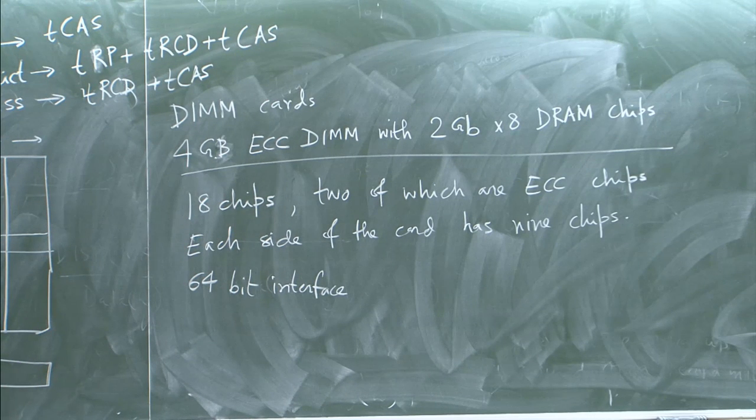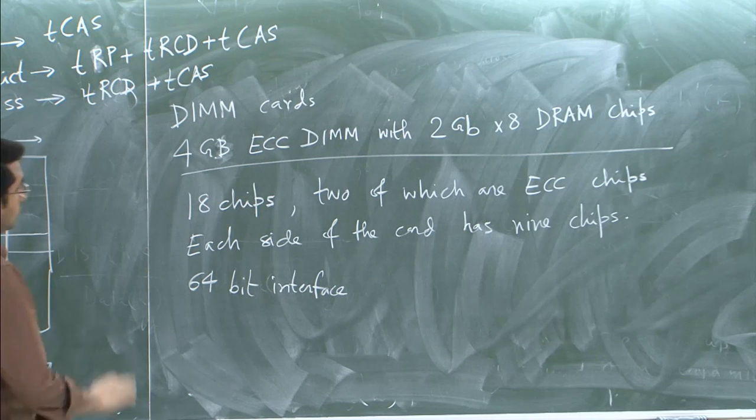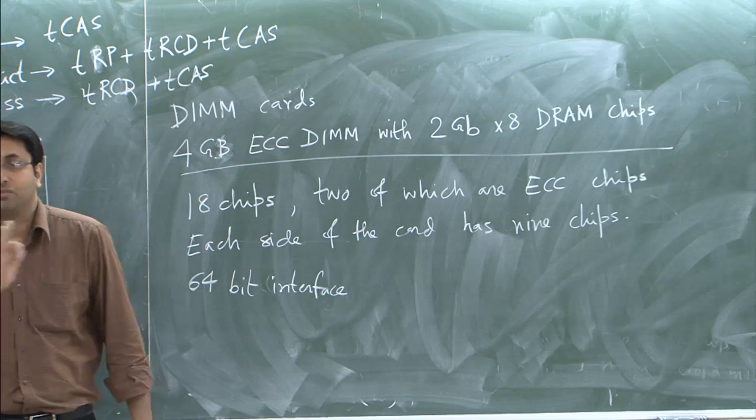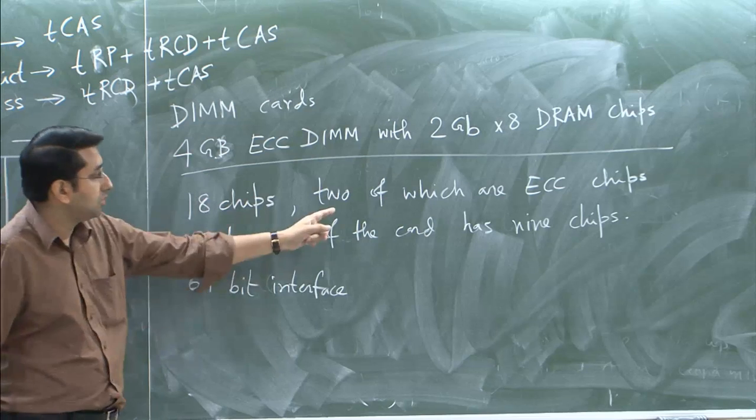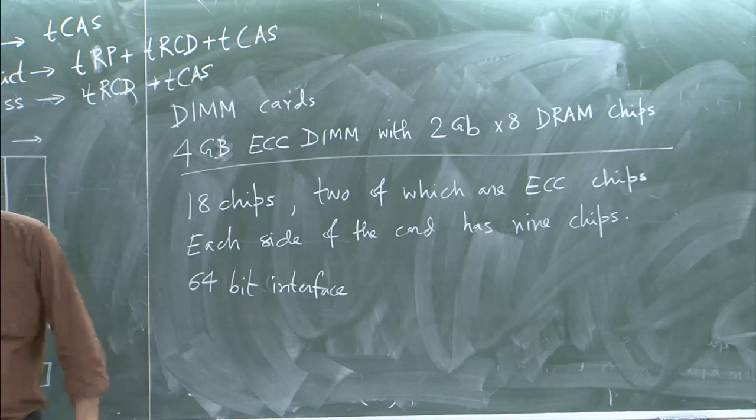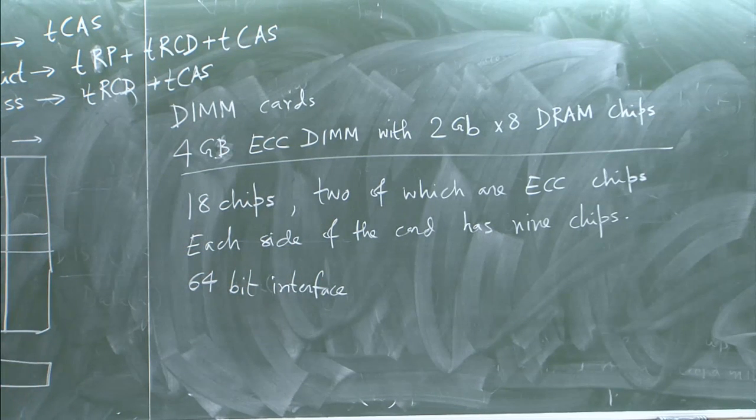So, how many chips do I need to fill up 64 bits? Each chip can provide 8 bits, right? 8 chips, right? So, whenever a request goes, normally I will activate 8 DRAM chips out of 16. Of course, one ECC chip will also be activated. And then these 8 chips will give me a total of 64 bits of data. So let's see how it actually does that.